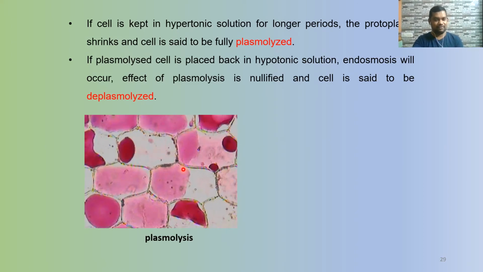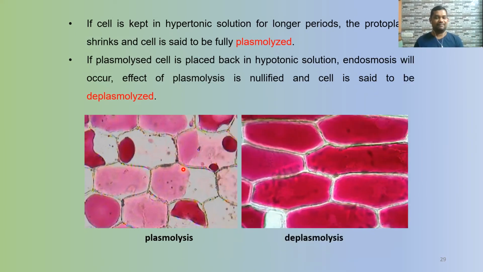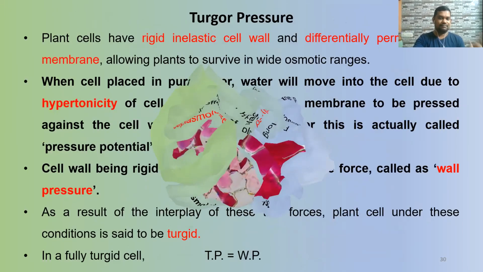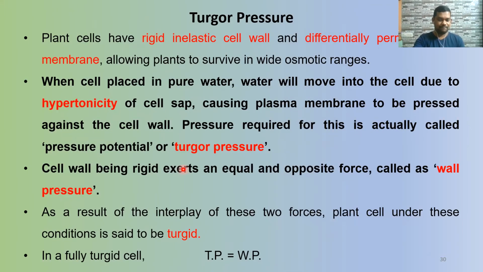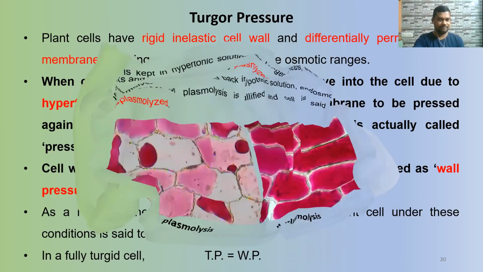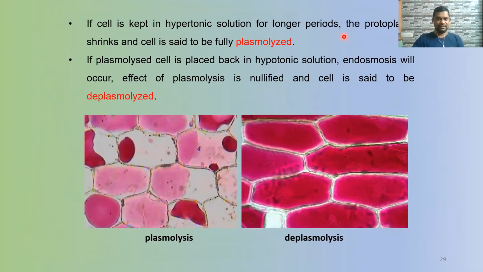If I put these plasmolyzed cells in a hypotonic solution, they will become deplasmolyzed. That means now the cell has become turgid again. Can you notice the difference? So we can nullify the effect of plasmolysis if we place it back in a hypotonic solution. That is the importance. Any doubts? No doubt.